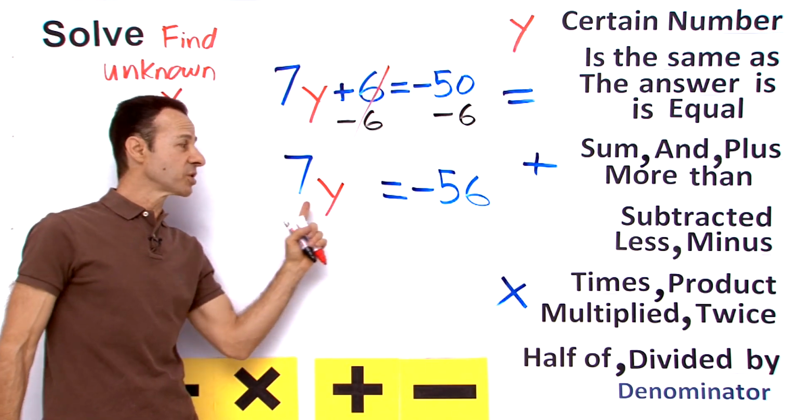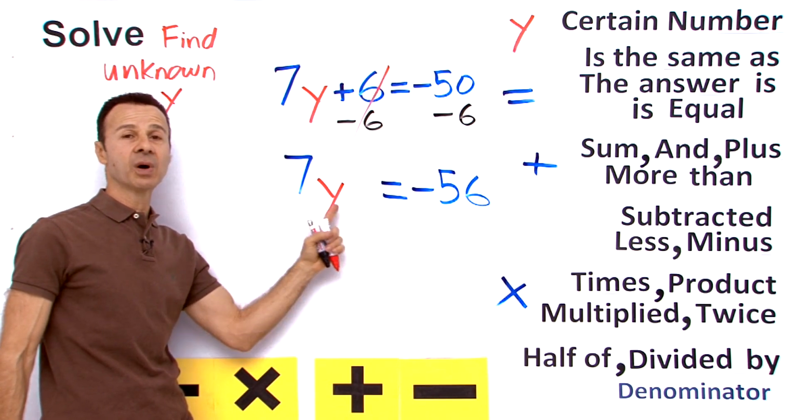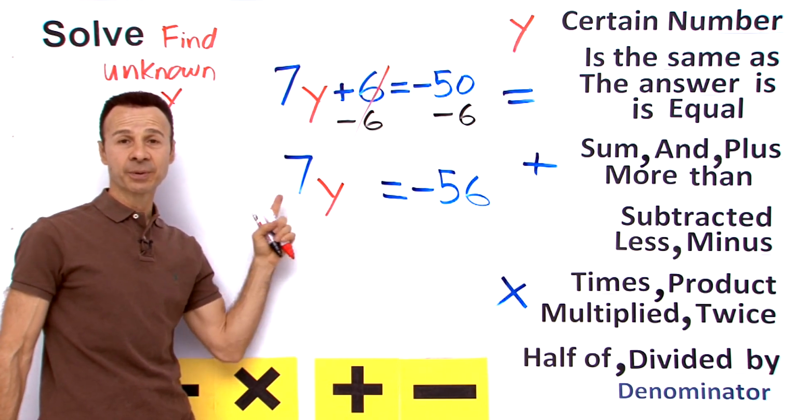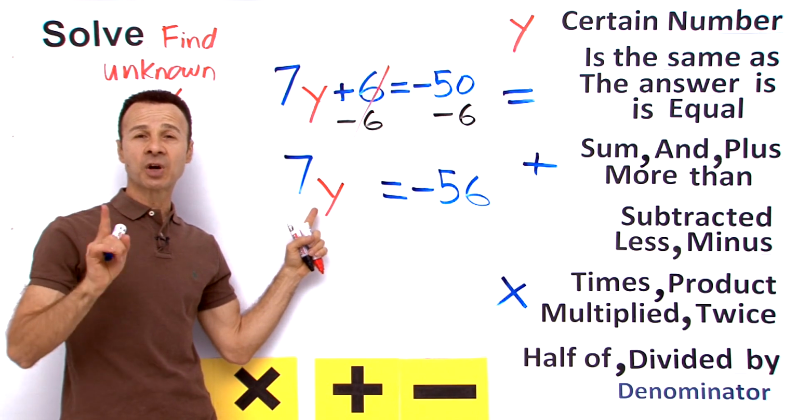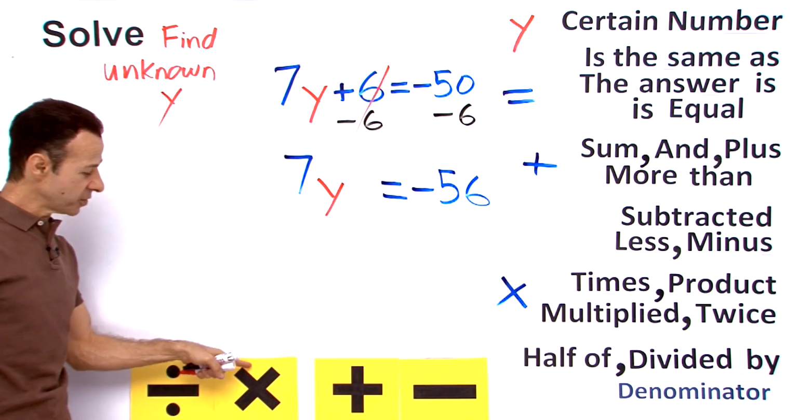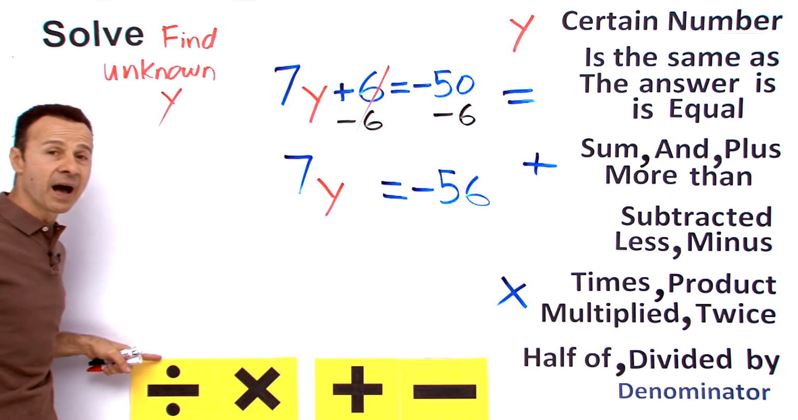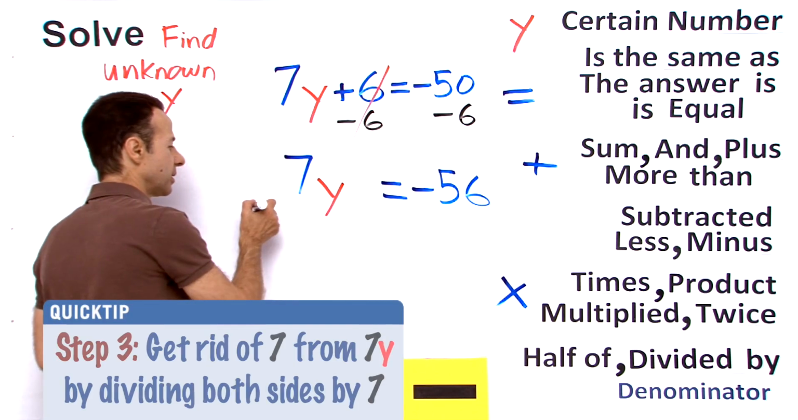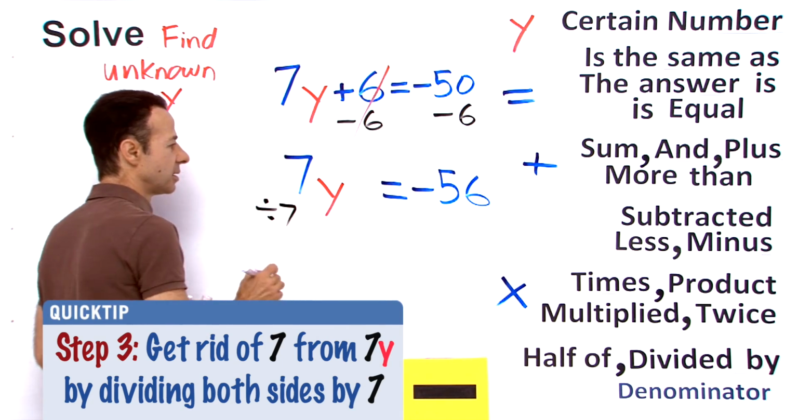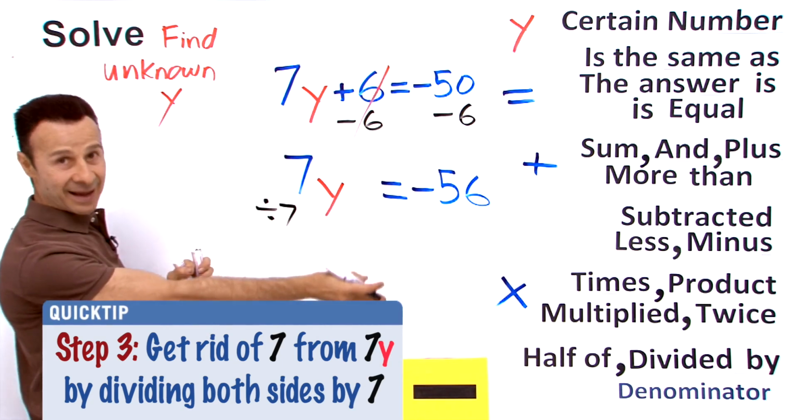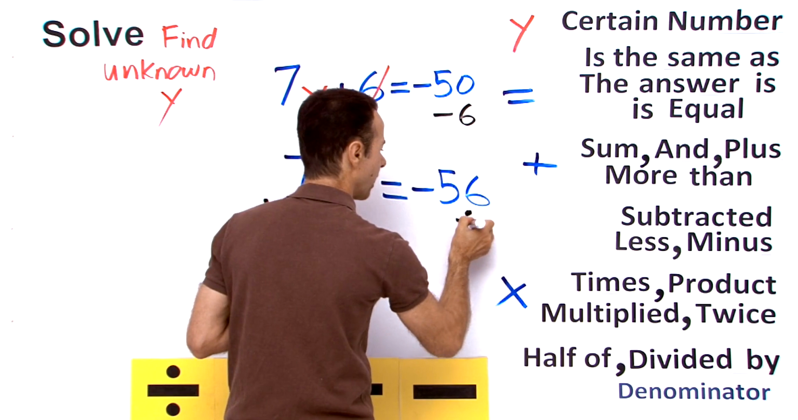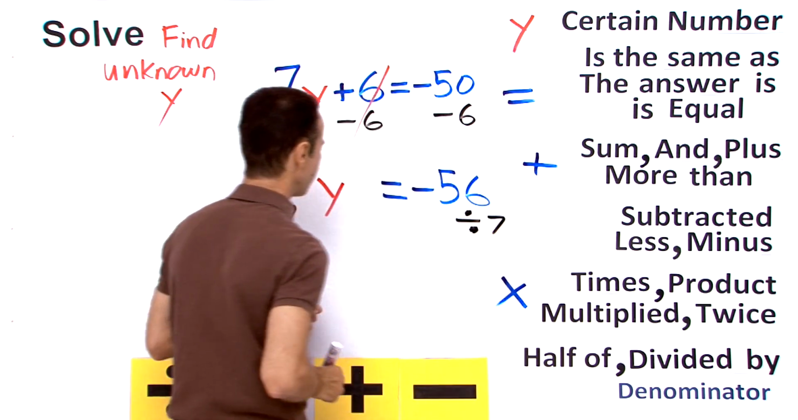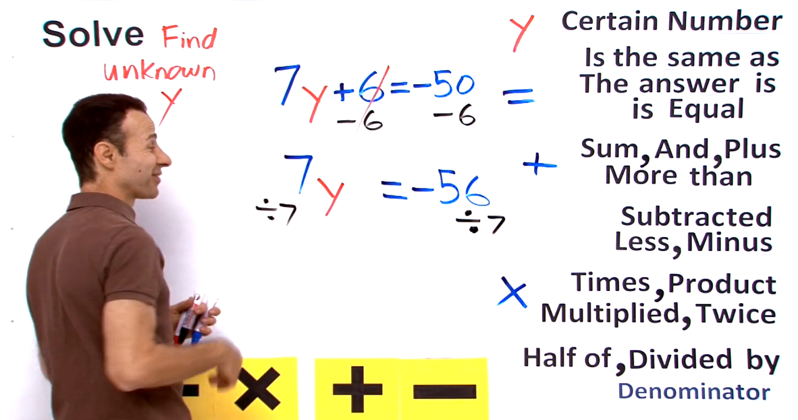What's the operation happening here between 7 and y? It's the product. We're multiplying, aren't we? So we're multiplying. The opposite operation of multiply. Opposite of multiply is divide. So we're going to divide in order to get rid of that 7. So let's divide. Divide by 7. If I do it on this side, I'm going to do it on the other side. Divide by 7. Okay. 7 divided by 7 is 1.